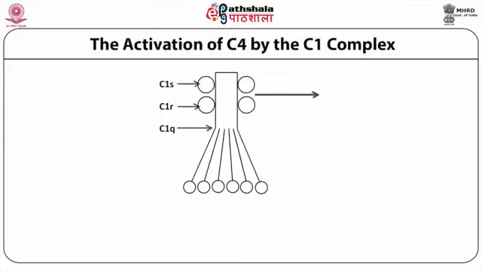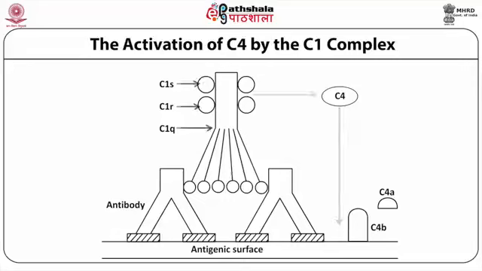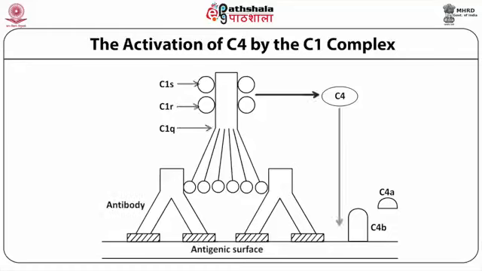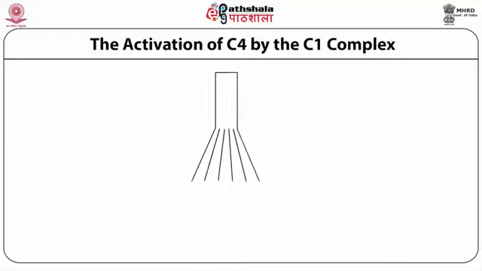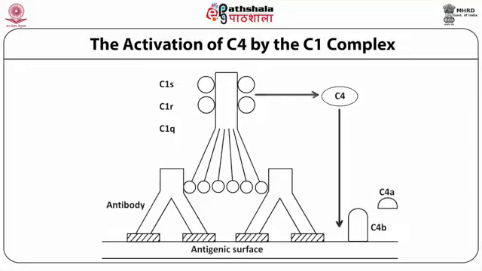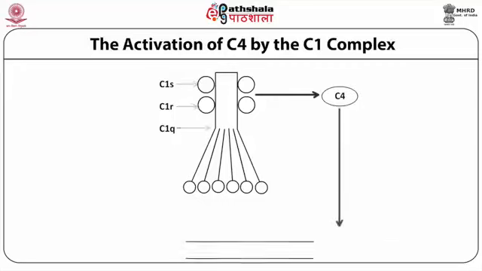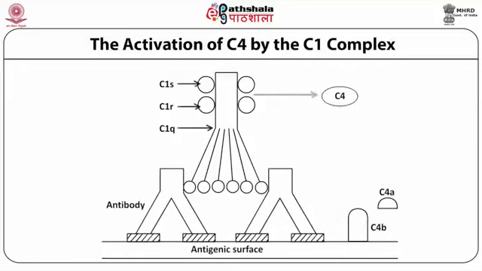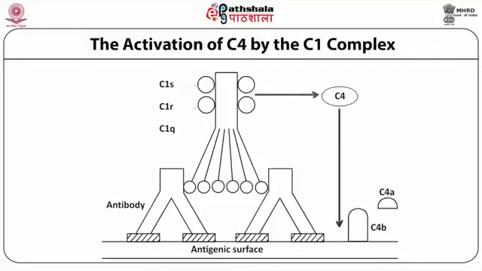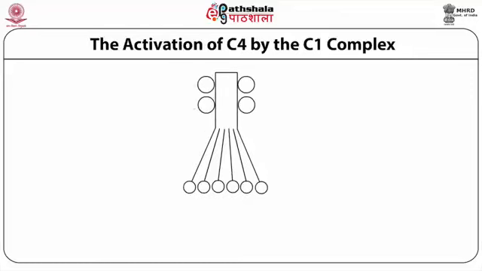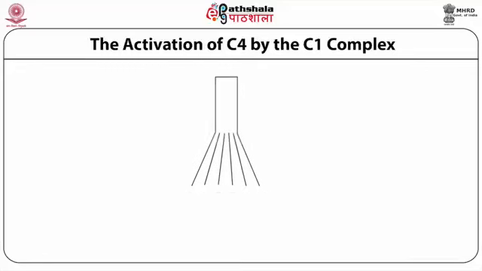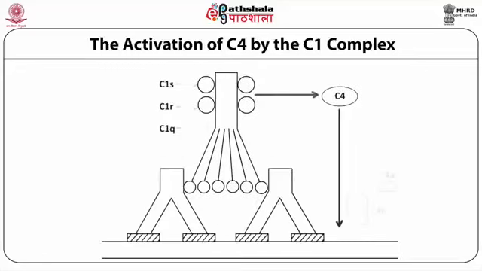C4 is the next component which comes into play. It is a glycoprotein with 3 chains alpha, beta and gamma. Their molecular weights are 93 kilodalton, 78 kilodalton and 33 kilodalton respectively. C1R and C1S have potential catalytic domains. Coming together of these domains results in C1R getting activated and cleaving C1S. This exposes catalytic sites on C1S.